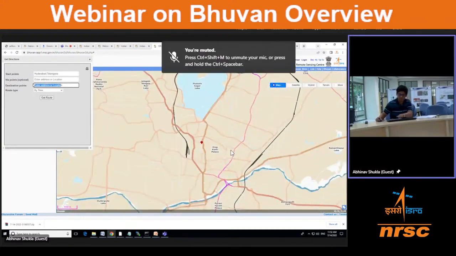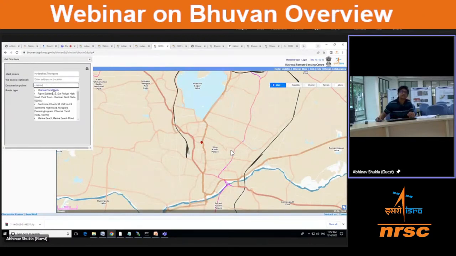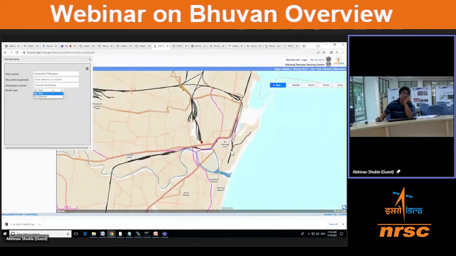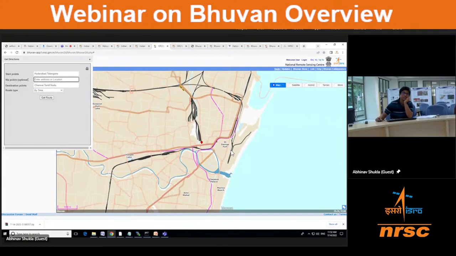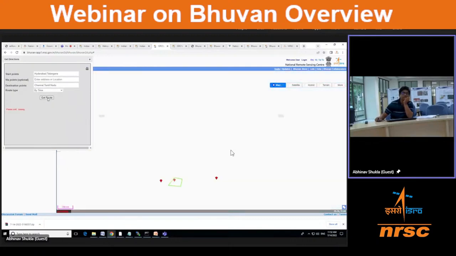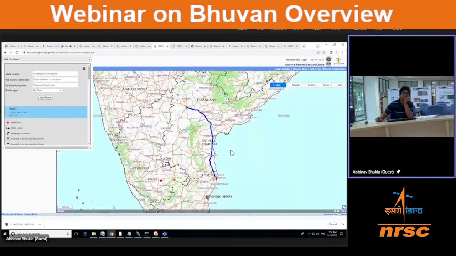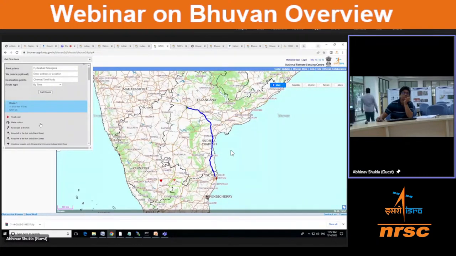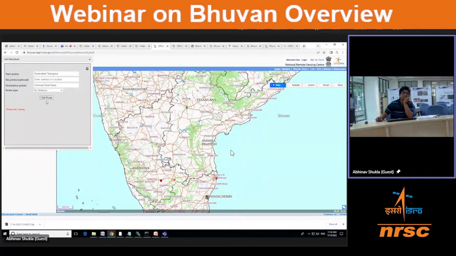And I want to go to... there are two options here, and we can give via points also if I want to go via some location. So there are two options here, by time and by distance. If I select by time, I will get a route like this. So this is the complete list of routes by time. And if I select by distance, it will optimize for distance. So this is the by distance.